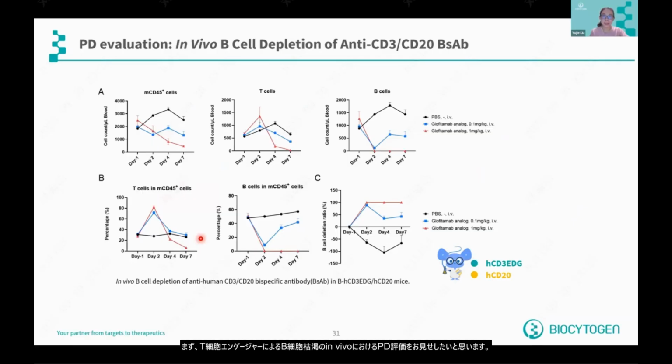So first, I would like to show you a PD evaluation for the in vivo B cell depletion of T-cell engagers. In these studies, we gave the mice glofitamab, and we can see that there is a significant decrease of the B cells after the treatment. And the T cells first increase and then decrease, which is an AICD symptom.